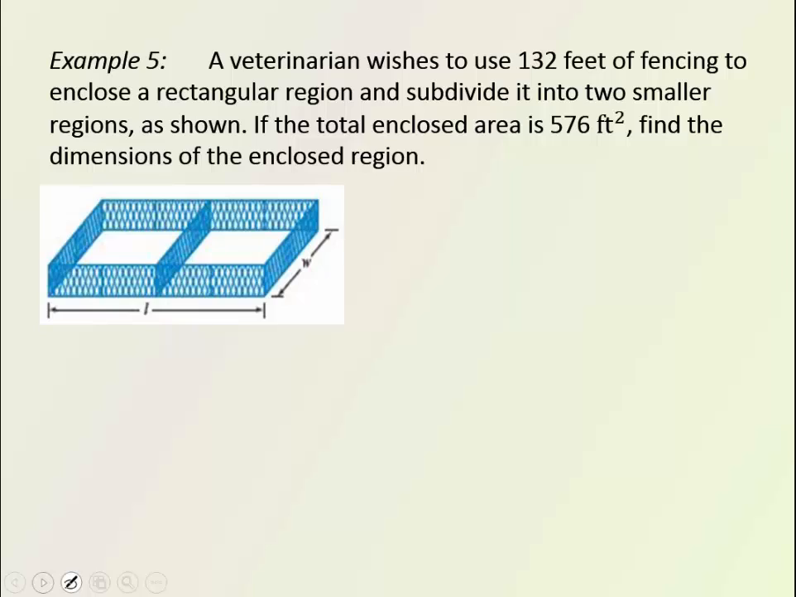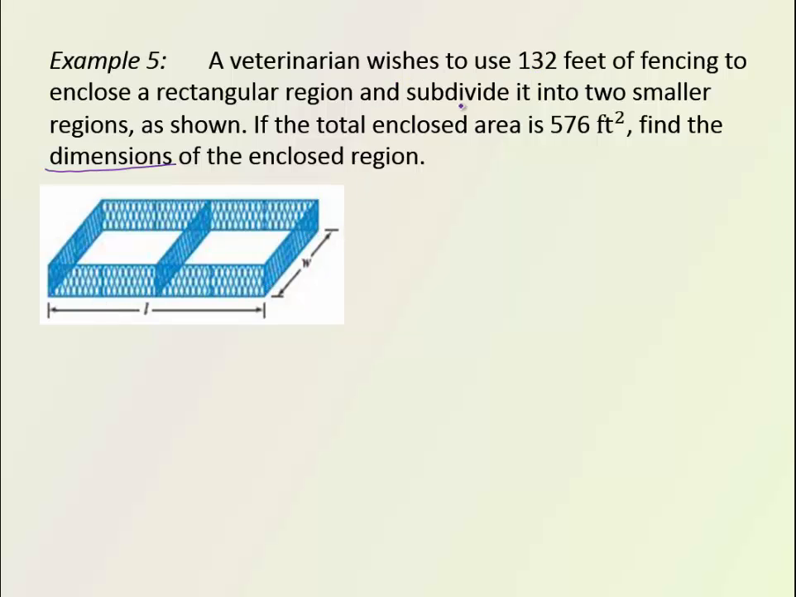And the last problem: a veterinarian wishes to use 132 feet of fencing to enclose a rectangular region and subdivide it into two smaller regions, as shown in the picture. If the total enclosed area is 576 square feet, find the dimensions of the enclosed regions. So we need to find dimensions. What are dimensions? Dimensions are length and width, as on the diagram.